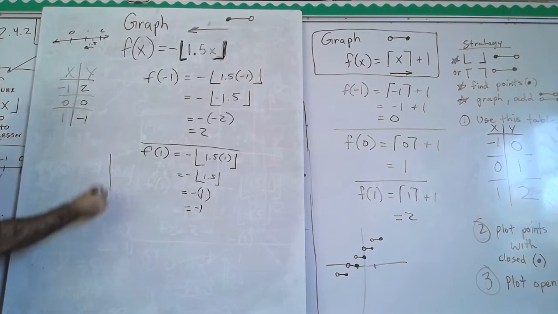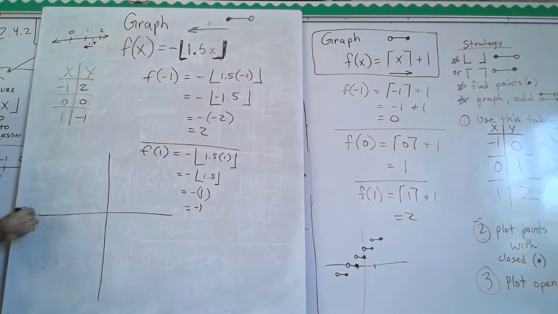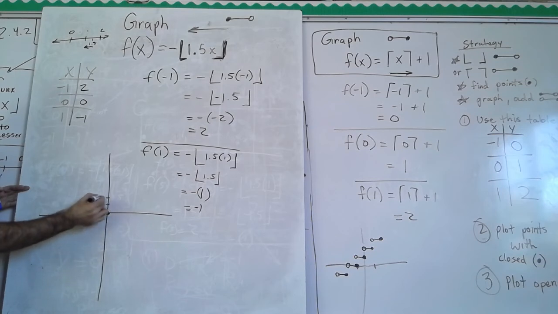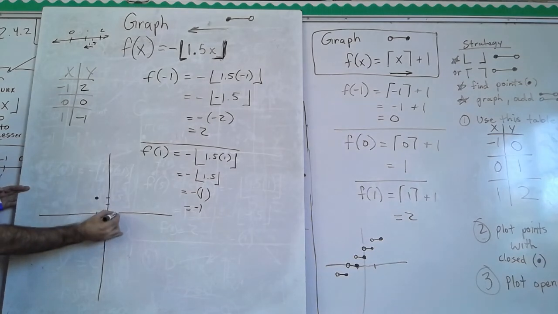All right. Let's plot some points. 0, 0, right here. Negative 1, 2. 1, negative 1.